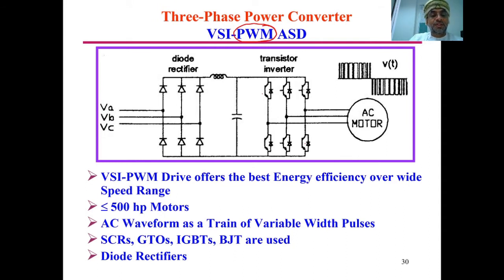The voltage source inverter PWM drive offers the best energy efficiency over a wide speed range. It is used for motors below 500 horsepower. The AC waveform is a train of variable width pulses. So as you can see, look at the voltage, how it looks like. Those are the switches that are used. Normally they use IGBT nowadays, but they can also use BJT or GTO or SCR. And of course they use a diode bridge rectifier to convert the AC to DC.